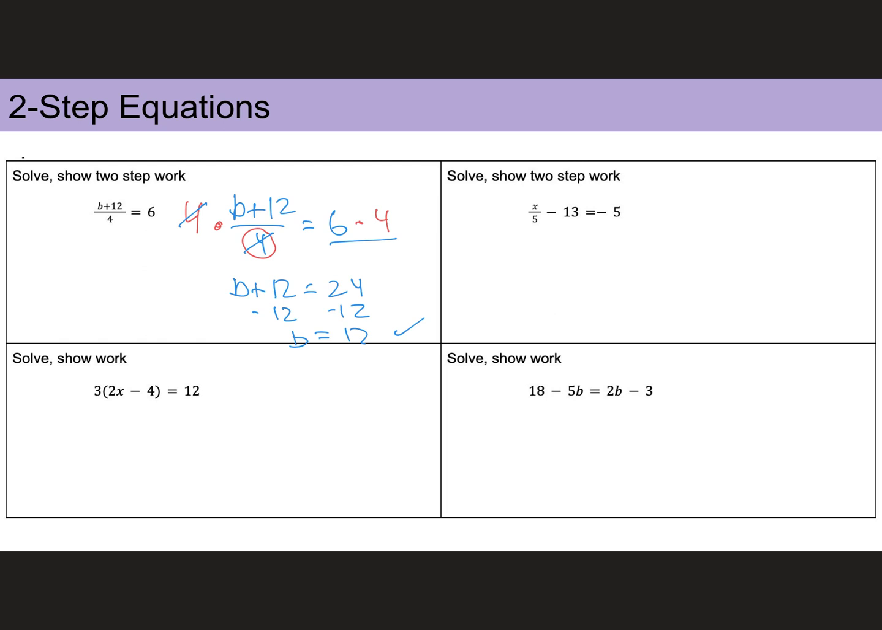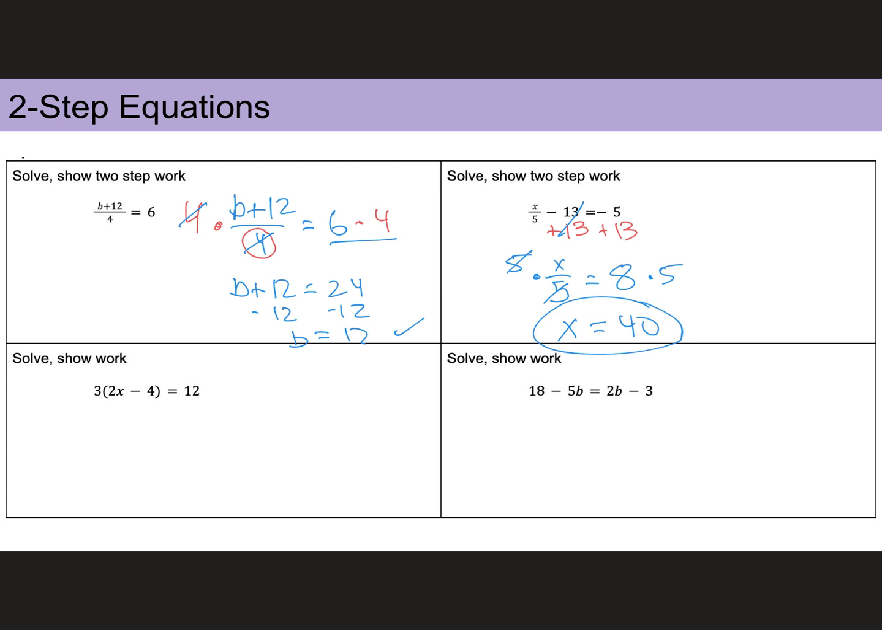What I think is a better way, more simple, is first get rid of this 13. You do that to both sides. So what I end up left with is x over 5 equals negative 5 plus 13, which is 8. And then, if I have a fifth of an x, I'm just going to multiply by 5 to both sides. 5 over 5 cancels out. X equals 40. Done.